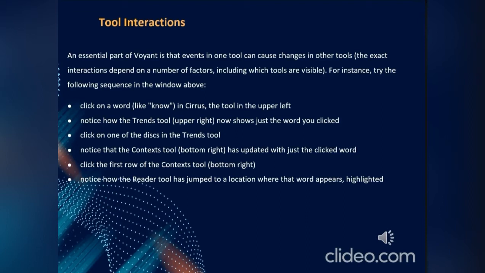First, click on a word like "now" in Cirrus, the tool in the upper left. Second, notice how the Trends tool, upper right, now shows just the word you clicked. Third, click on one of the dots in the Trends tool. Fourth, notice that the Context tool, bottom right, has updated with the clicked word. Fifth, click the first row of the Context tool, bottom right. And the last one: notice how the Reader tool has jumped to a location where that word appears highlighted.